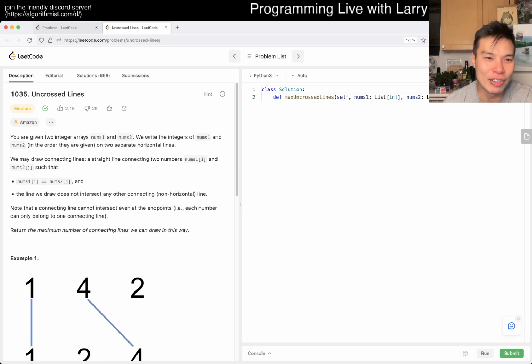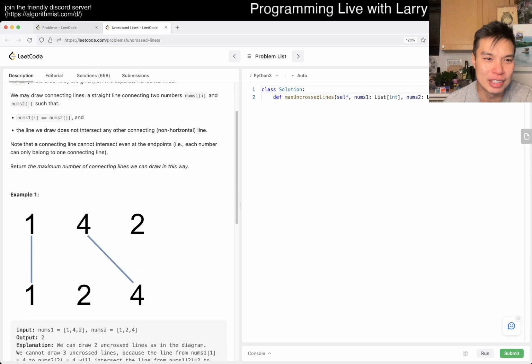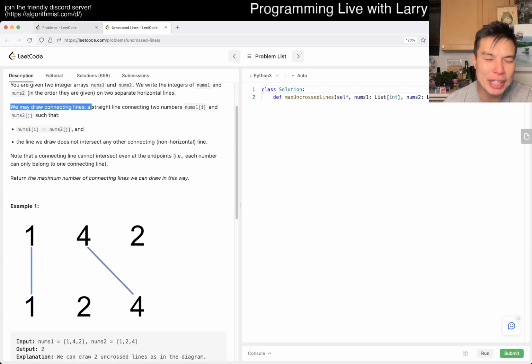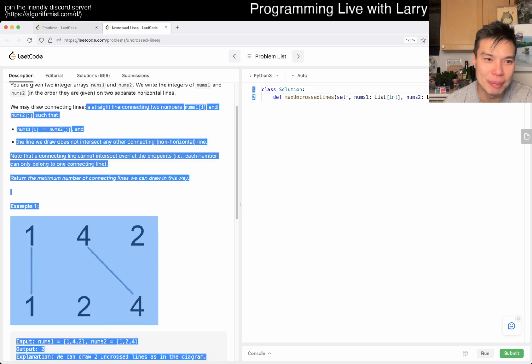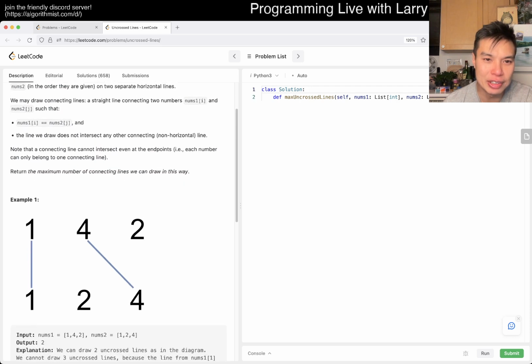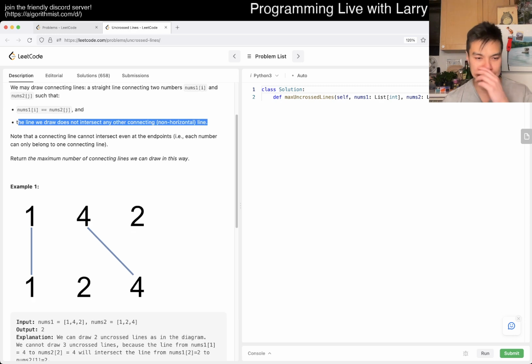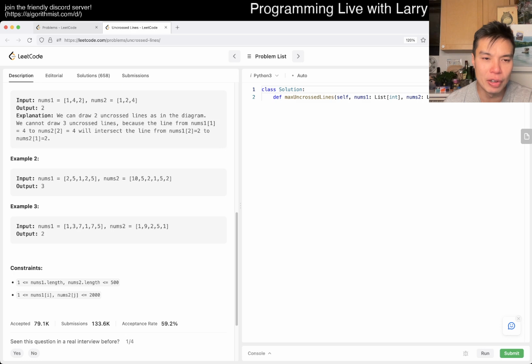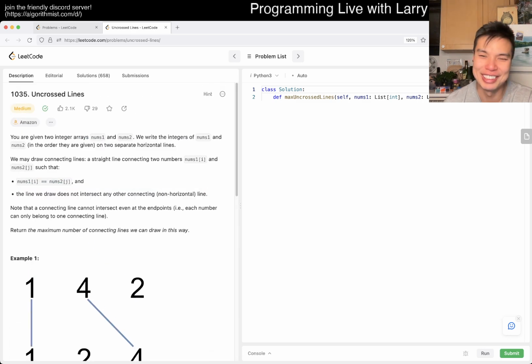Anyway, okay, so let's take a look. Nums1, nums2, we may draw connecting lines, a straight line connecting two numbers in nums1 and nums2 such that they're equal. Okay, so intuitively, or maybe not intuitively, because intuition is something that you build through years and years of practice, maybe that is the wrong way to say it.